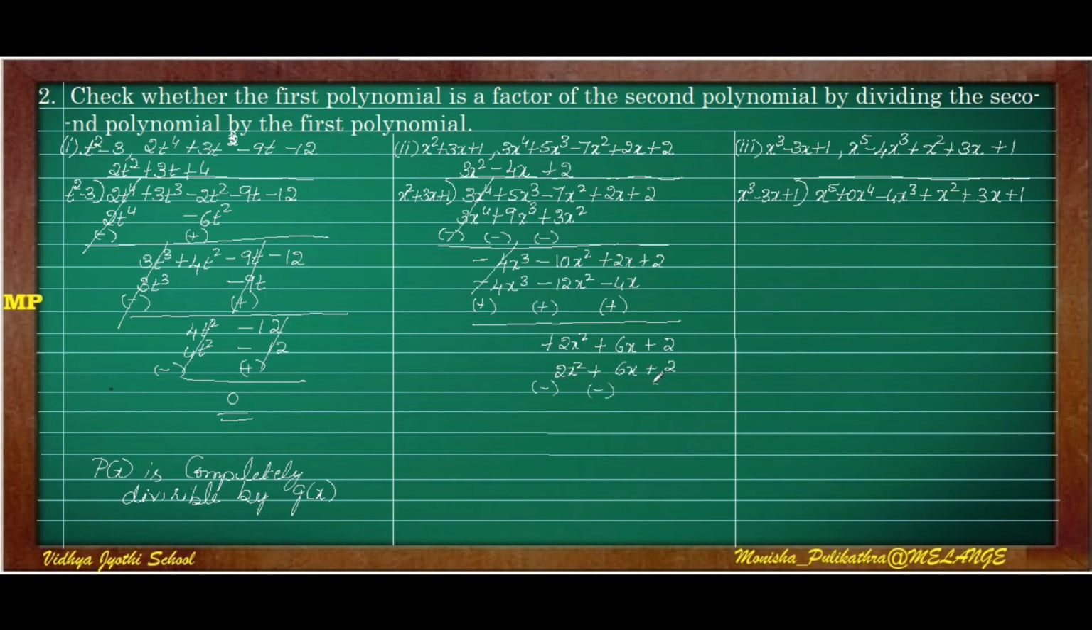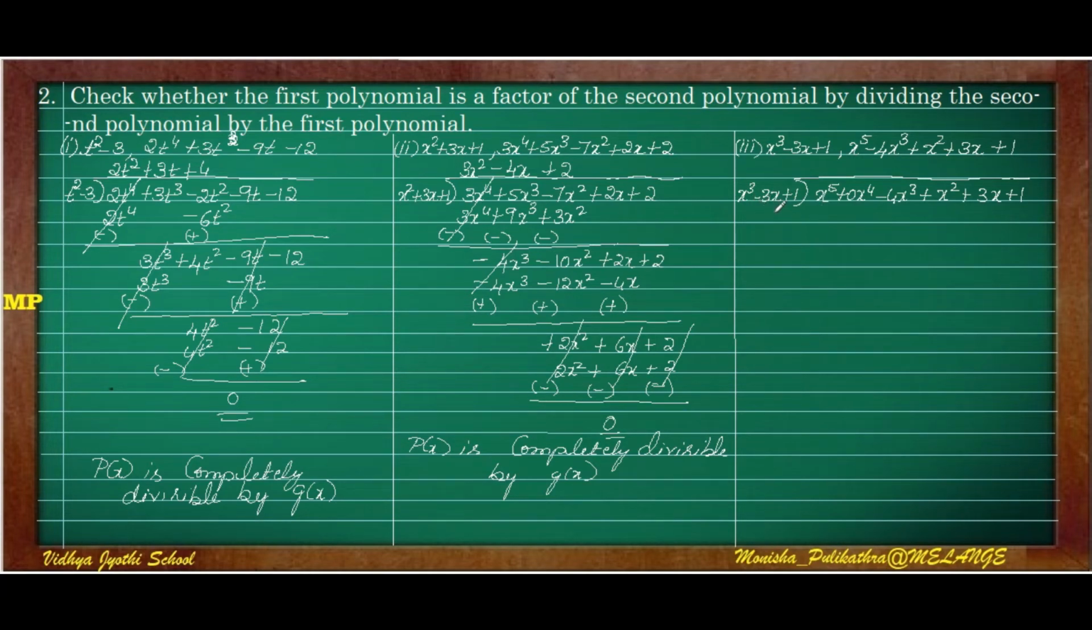So when we change the sign, all the terms will get cancelled. Remainder is 0. So p of x is completely divisible by g of x. Let us move on to the last question.